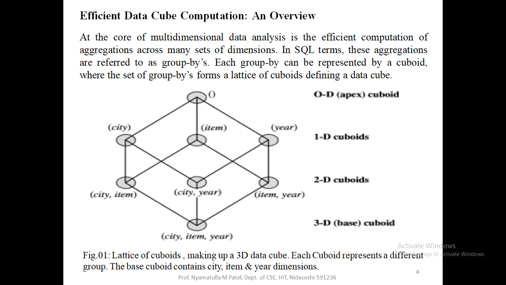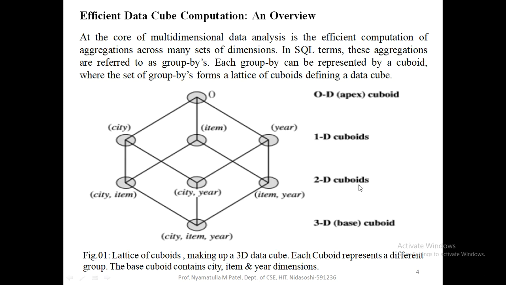If you start at the apex cuboid and explore downward in the lattice, this is equivalent to drilling down within the data cube. If you start from here and start moving down, this is drilling down within the data cube. If you start at the base cuboid and move upward, that is called a rolling up operation.